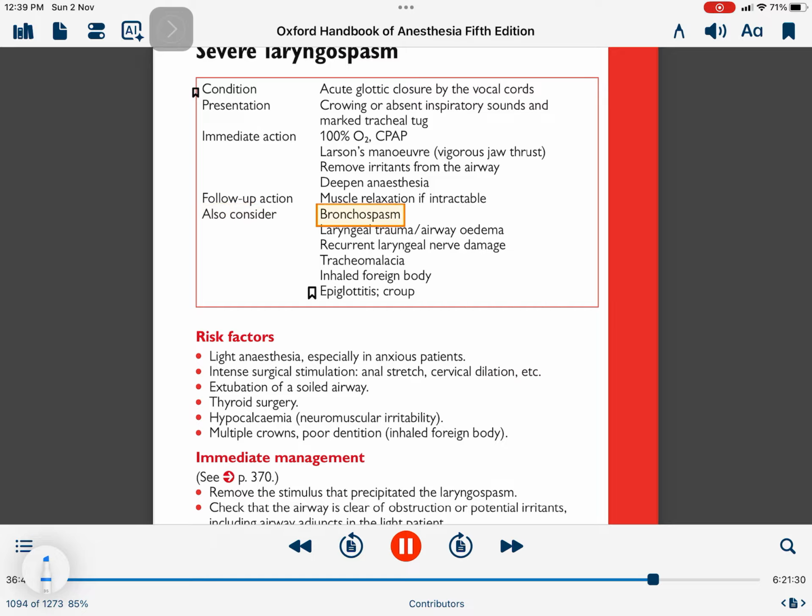Also consider bronchospasm, laryngeal trauma, airway edema, recurrent laryngeal nerve damage, tracheomalacia, inhaled foreign body, epiglottitis.